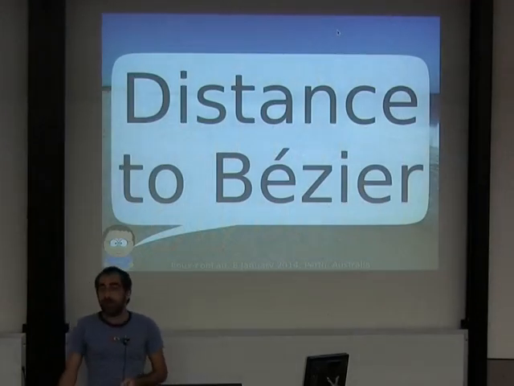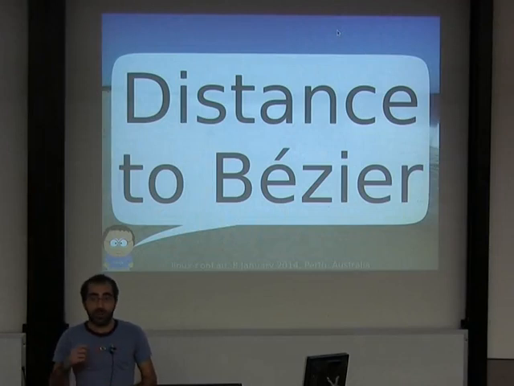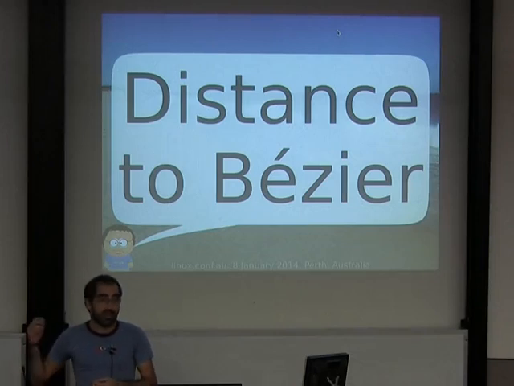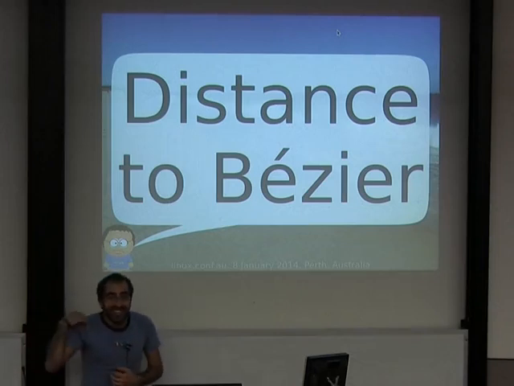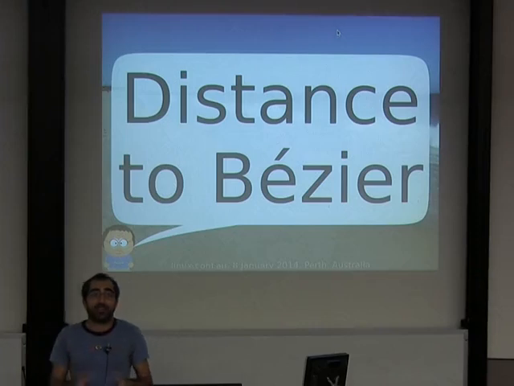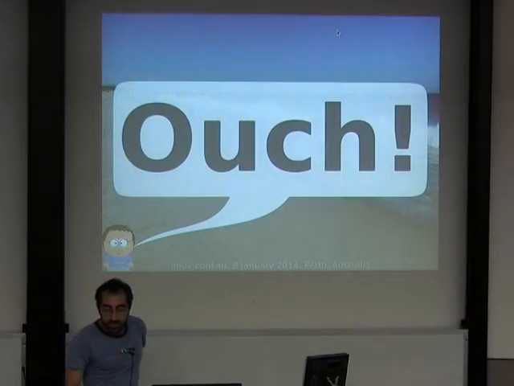The problem is, computing distance to a Bezier is hard, really hard. For a third degree Bezier, you have to solve a fifth degree polynomial. Now again, like any other computational geometry problem, Jim Blinn has a solution to it. There's a heuristic, but even that is too complicated, too complex, too heavy. So what we do instead is, ouch.